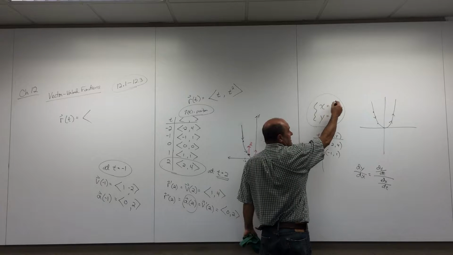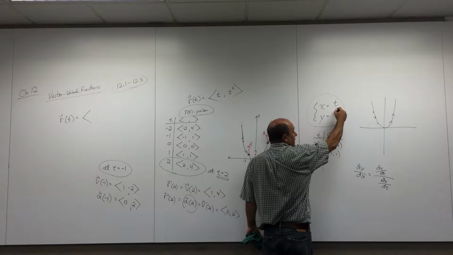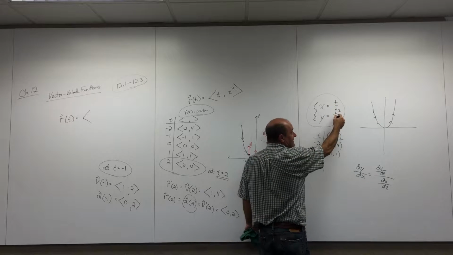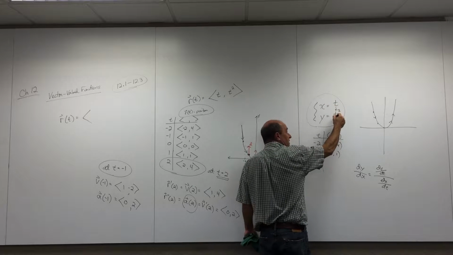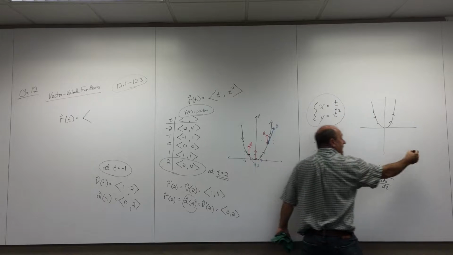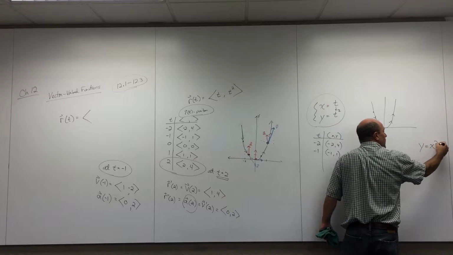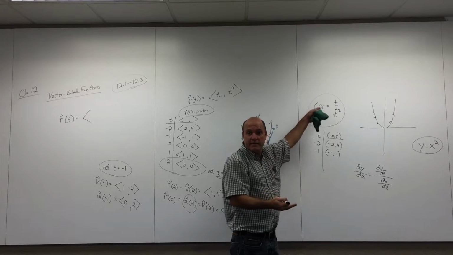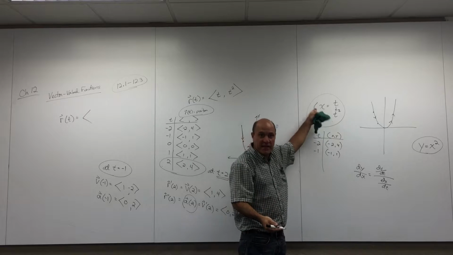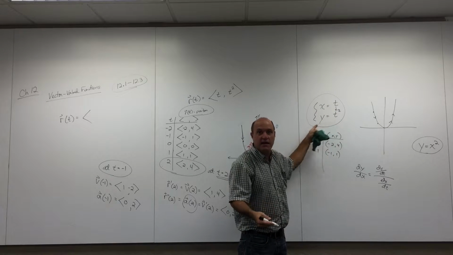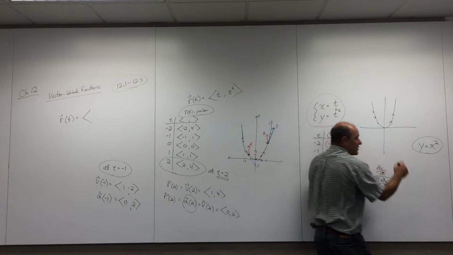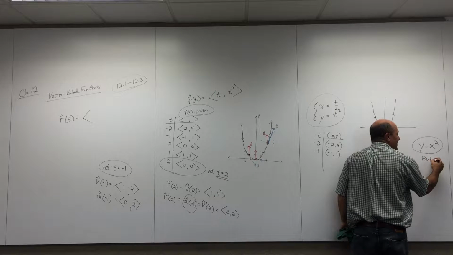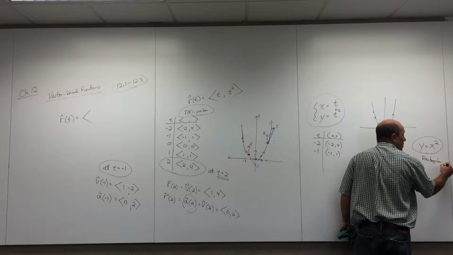Listen, if x is t, can't you replace this t with an x? If x equals t, I can replace this with an x, and then I have y equals x squared. And I eliminated the parameter t through substitution, right? And this is the good old, what we call, rectangular equation using rectangular coordinates.